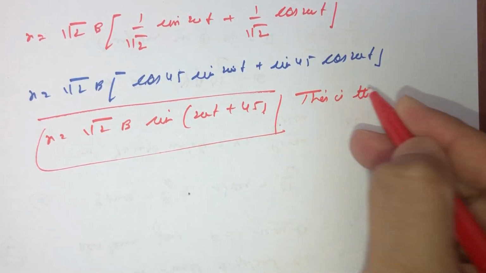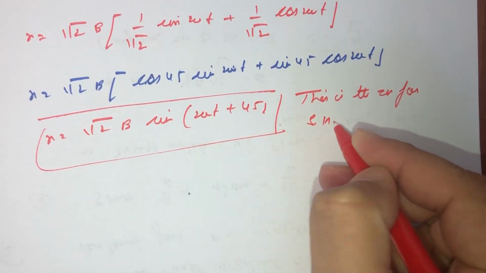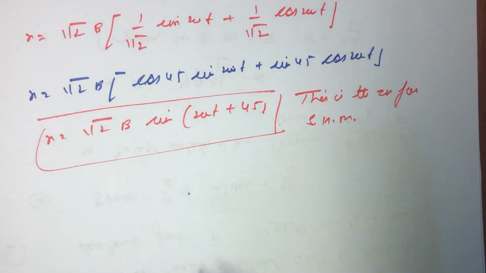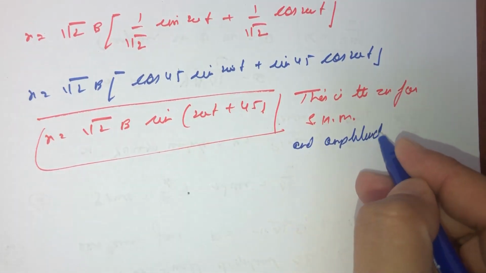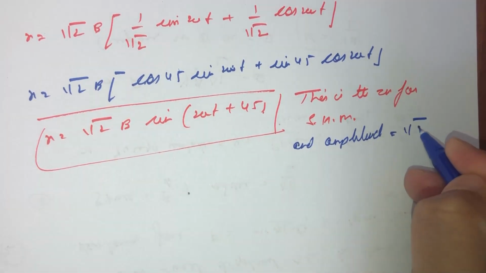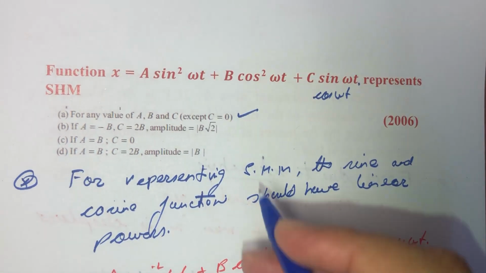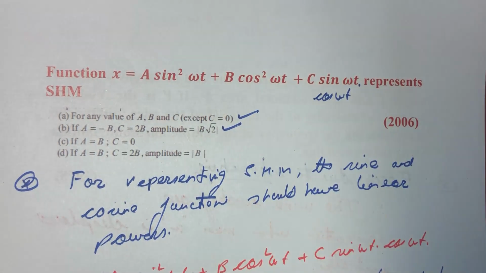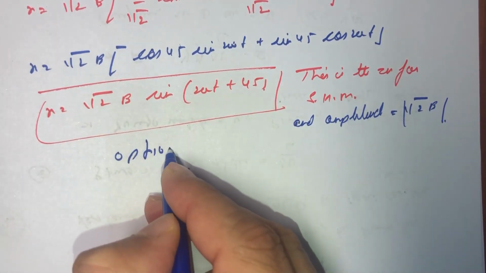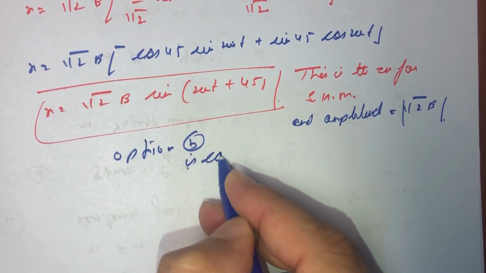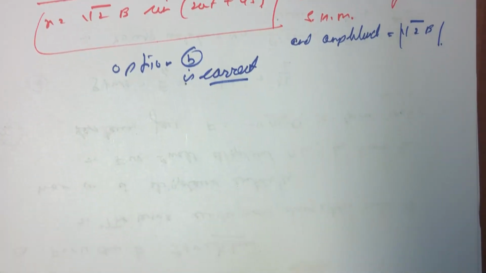So in this case, this is the equation for SHM, and the amplitude is equal to square root of 2 B. It means option B is also correct. Option B is correct. Now let us try option C.